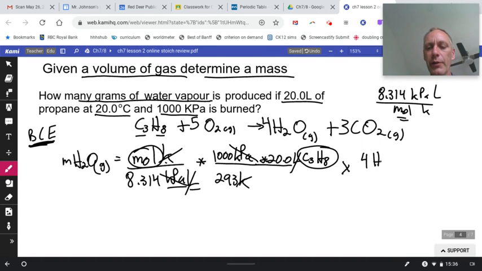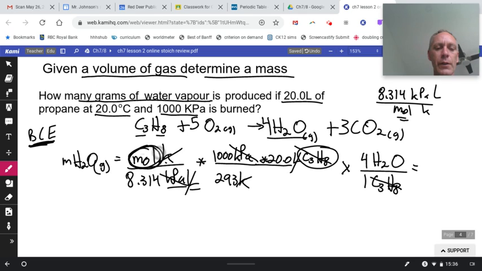Put the chemical you're looking for on top. It's molar ratio. So 4 moles of water react for every 1 mole of propane that's used up. Propane goes on the bottom so that these cancel out. So if I quit right now, I have solved 4 moles of water, and we want mass. So we're not quite done.